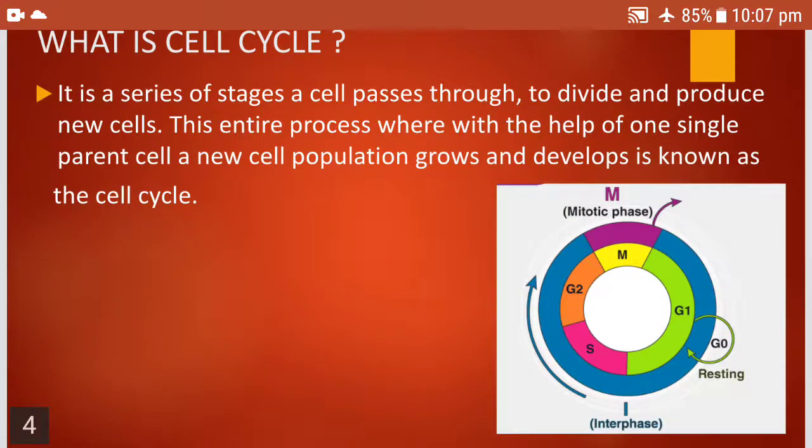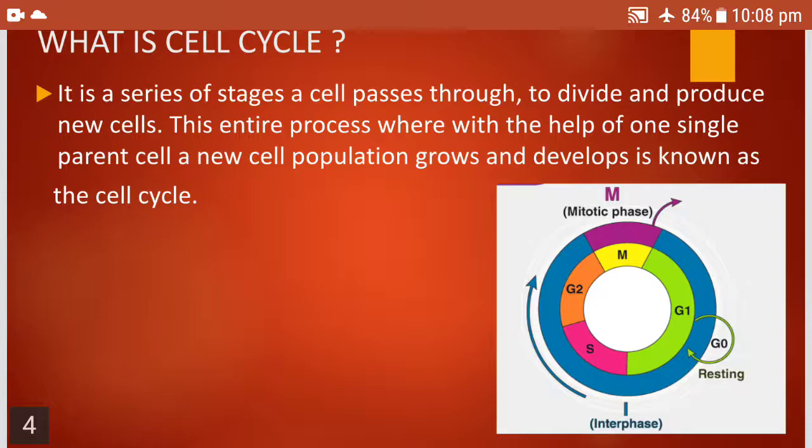As we have just discussed, cell division is a part of the cell cycle. What is the cell cycle? As you can see here in this slide, there are G1, S, G2 and M phases. It is a series of stages a cell passes through to divide and produce new cells. This entire process where, with the help of one single parent cell, a new cell population grows and develops is known as the cell cycle.